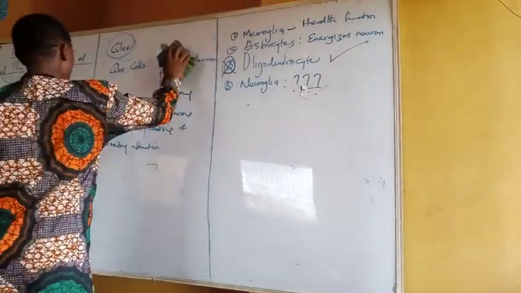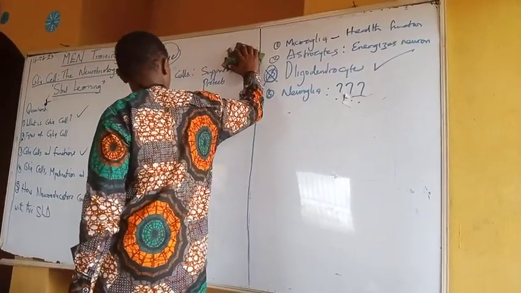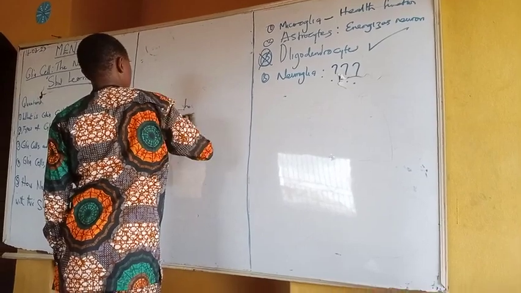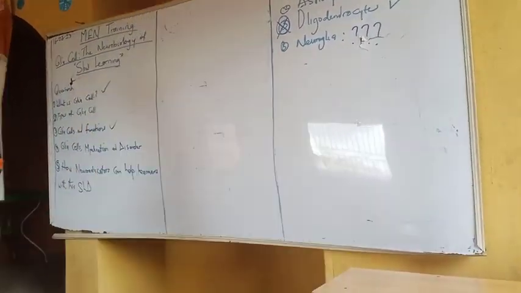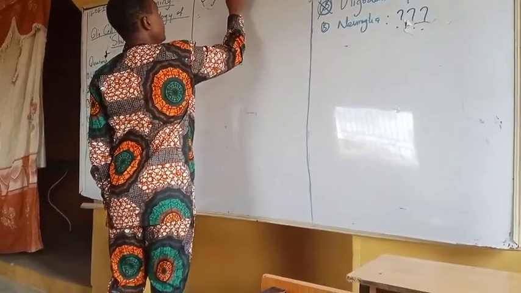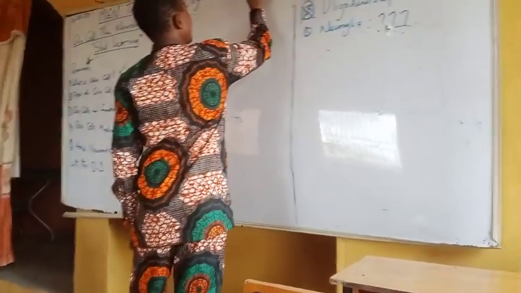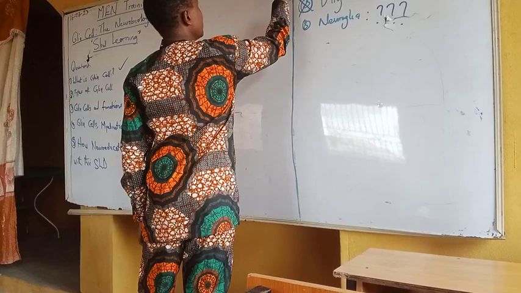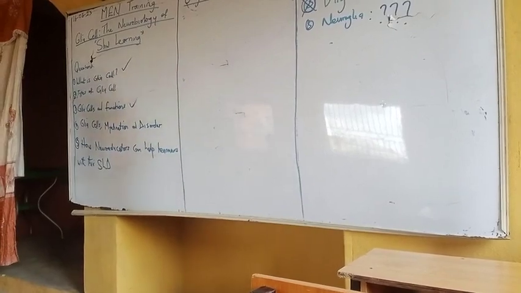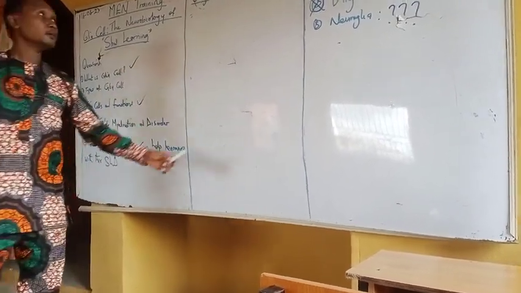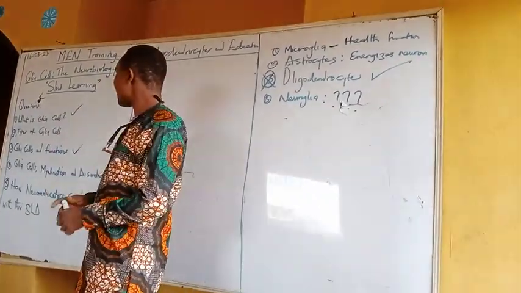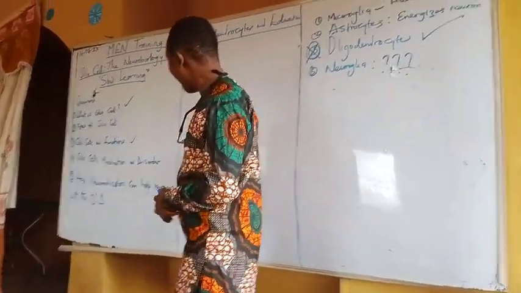Oligodendrocytes and education. What is the connection between oligodendrocytes and learning, and slow learning?